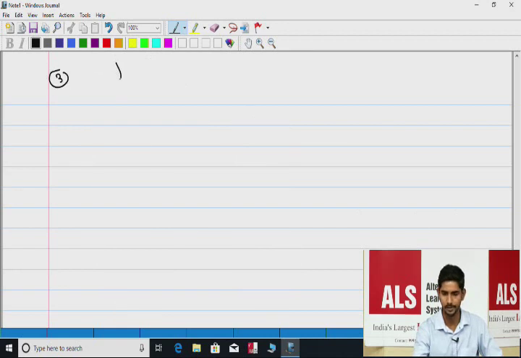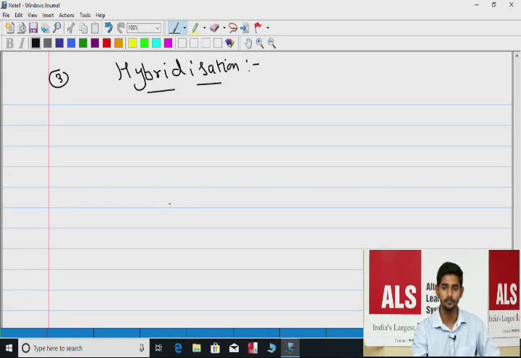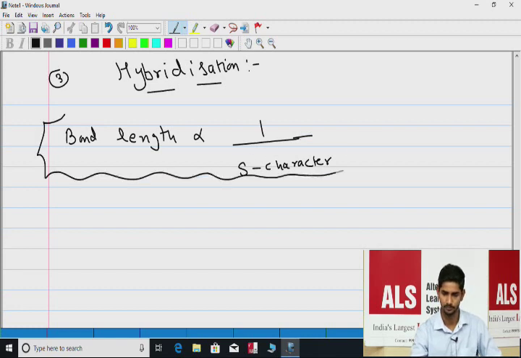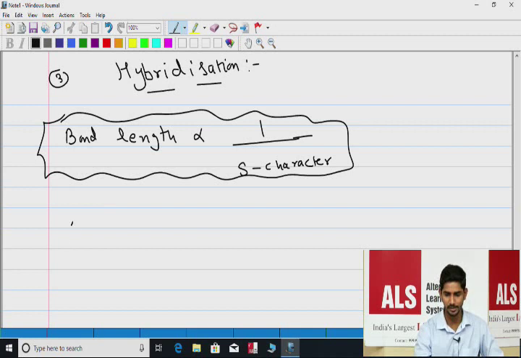Part third is hybridization. Guys, look at this very carefully. First of all, understand this one, that bond length is inversely proportional to S character. This you have to remember. Now the next important thing, S character is actually proportional to electronegativity.